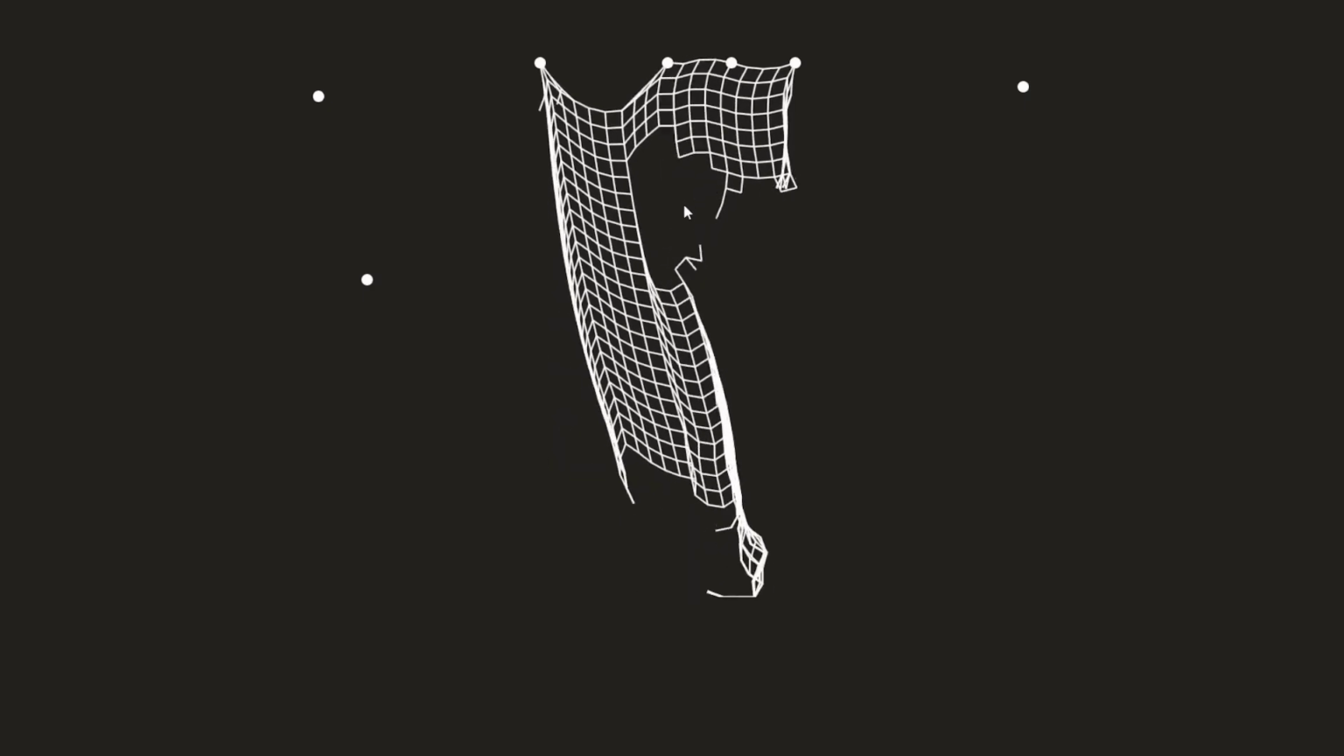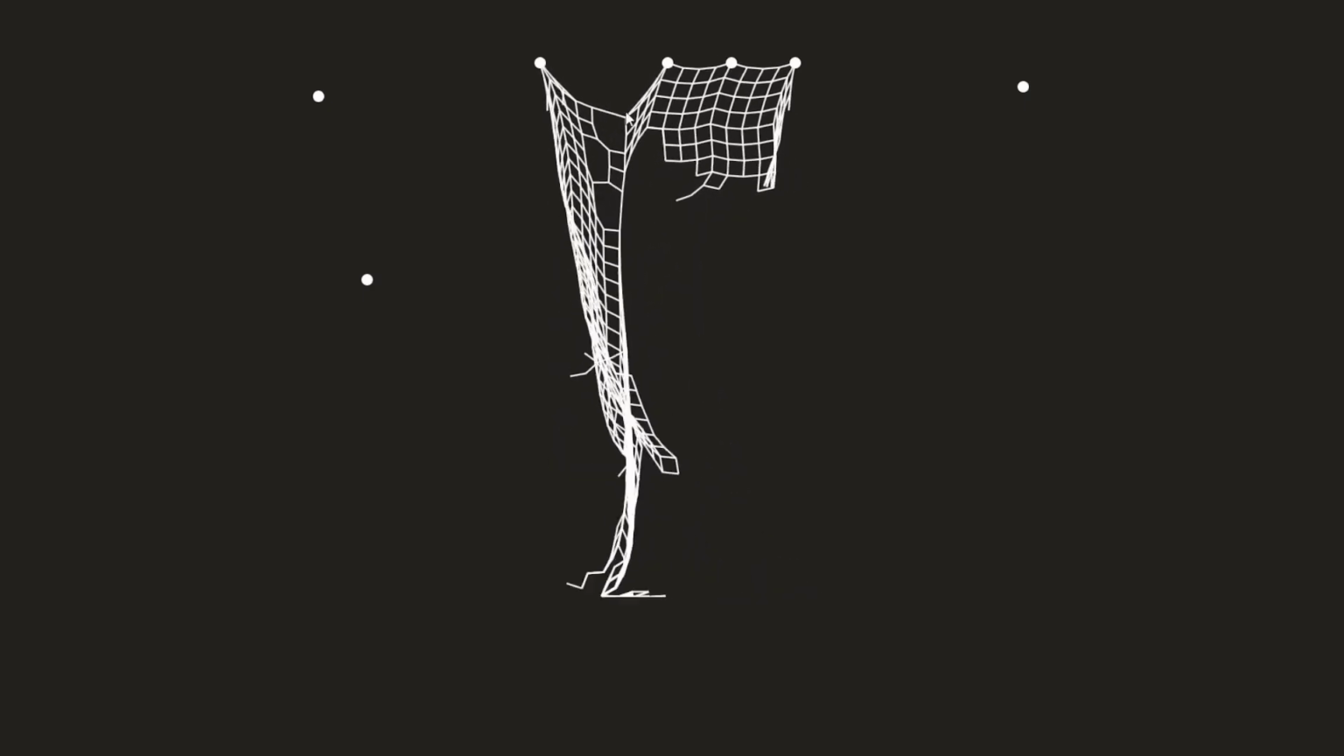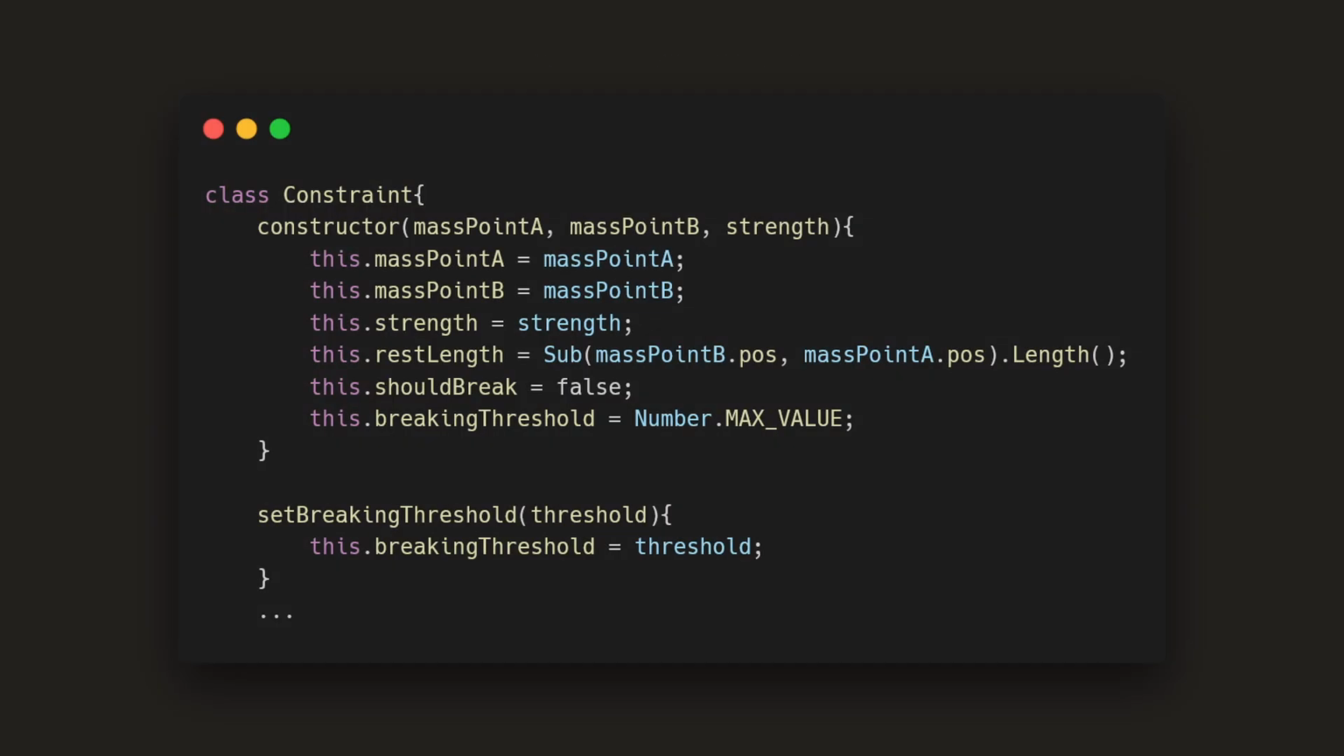First, constraints will automatically snap when they are stretched too far, so if you pull hard enough, the glove rips apart. Second, we will add right-click cutting, so you can use the mouse to slice through the constraints directly. Let's open the constraint.js file first.